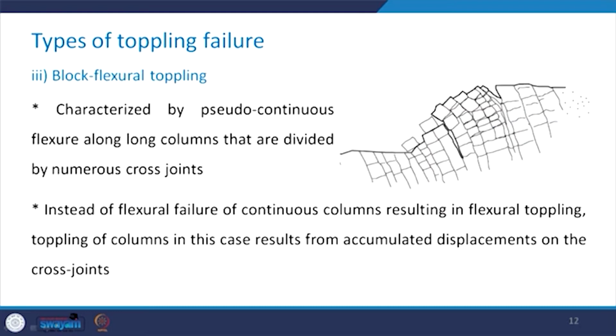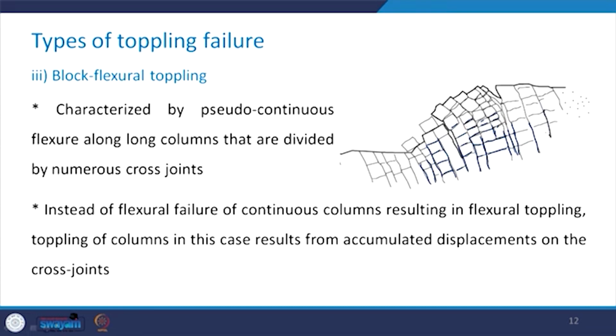Coming to the next type of toppling failure, which is block flexural toppling. This is characterized by pseudo continuous flexure along the long columns that are divided by numerous cross joints. So, that is a difference between the earlier two modes of failure and this toppling mode of failure. Again, here in this case, all these joints are steeply dipping in the rock mass. But you can see that there are numerous cross joints which are present in each column, which are formed because of the presence of these discontinuities which are dipping steeply.